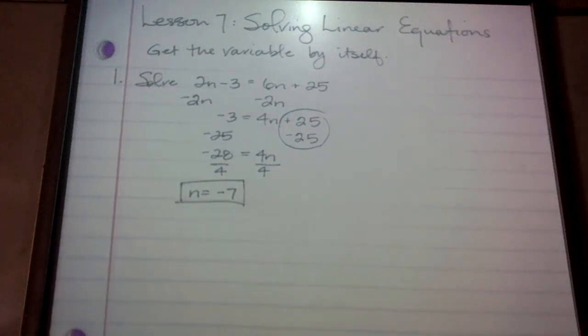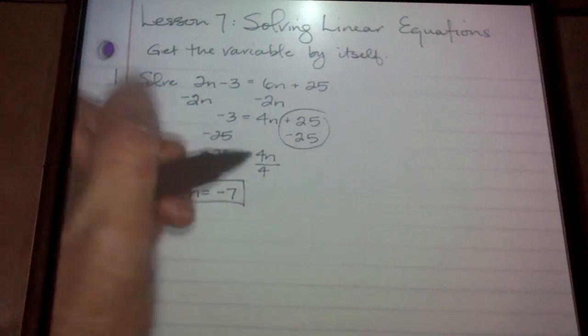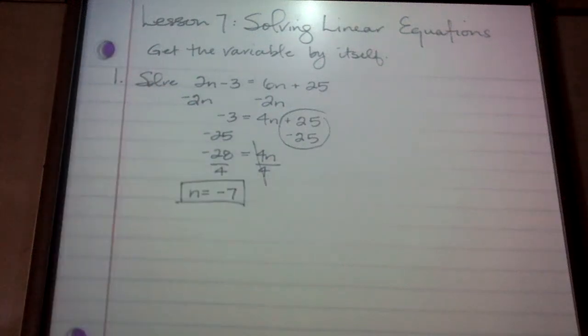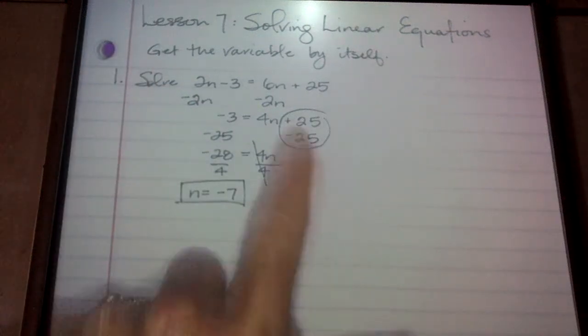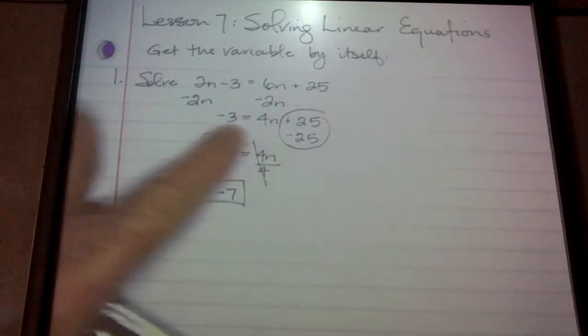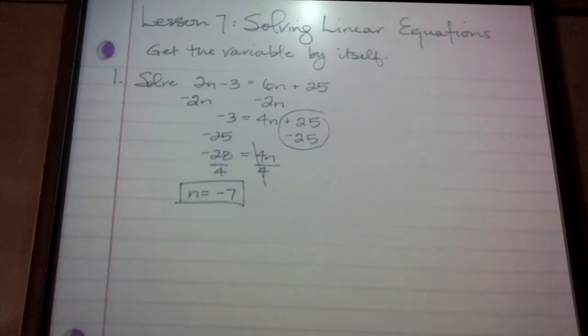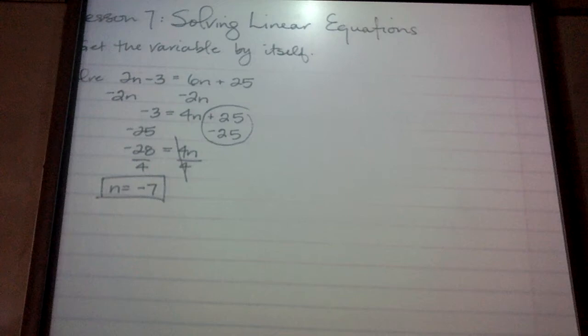Okay. Simple review, hopefully. Oh, and I divided 4 by 4 because that is a 1. So I put a straight line through it. So when I circle it, that means it's zeroed out. 4 divided by 4 is a 1, so it cancels. Let's try another one.